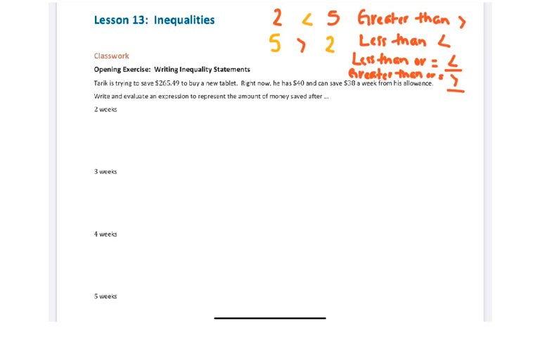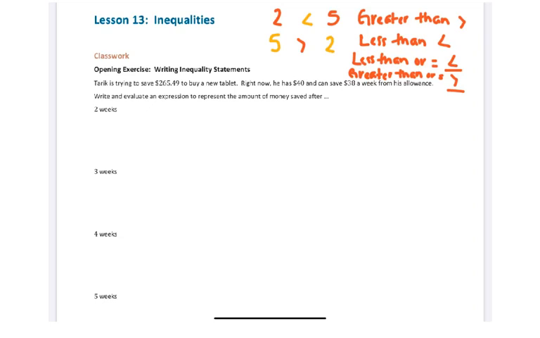So let's read together our opening exercise. It's called Writing Inequality Statements. It says Tarek is trying to save $265.49 to buy a new tablet. Right now, he has $40 and can save $38 a week from his allowance. Write and evaluate an expression to represent the amount of money saved after, and then they give us the number of weeks.